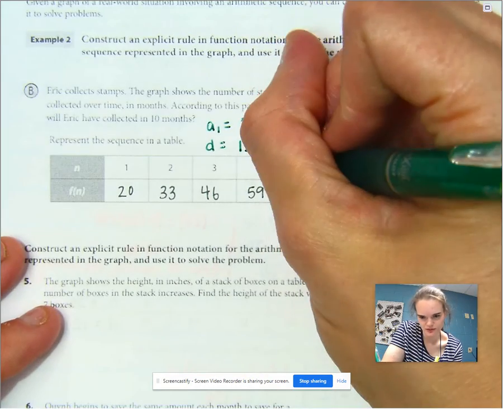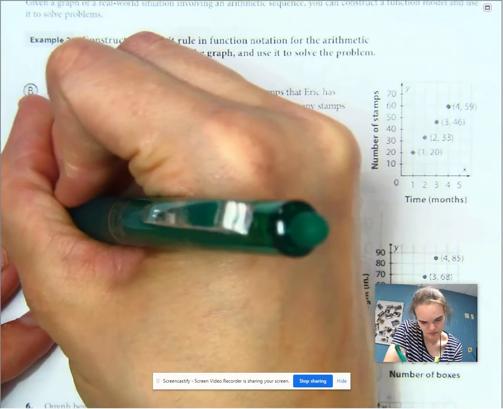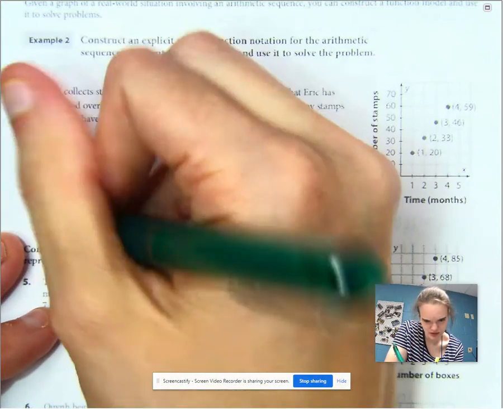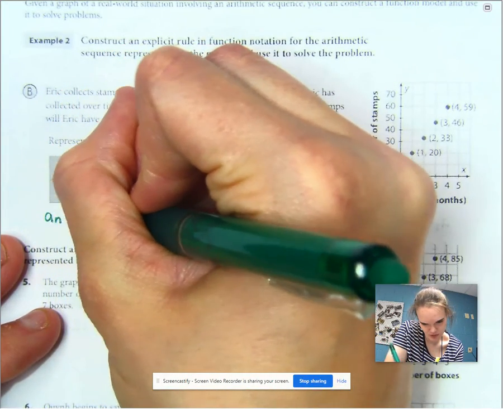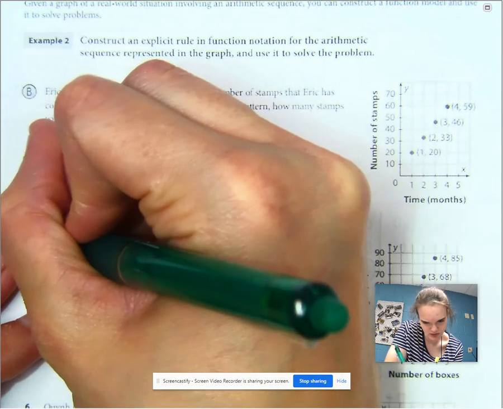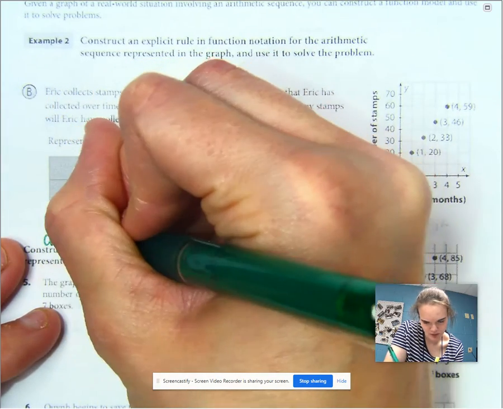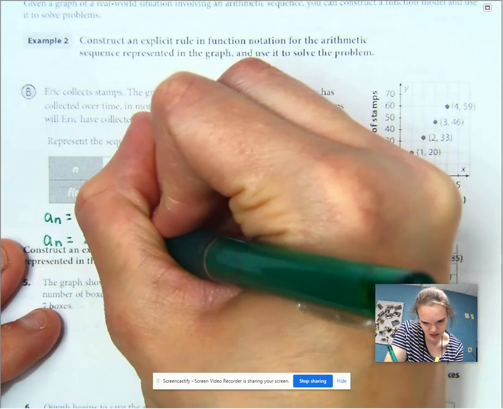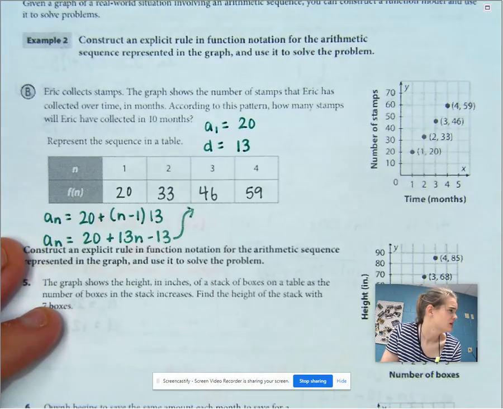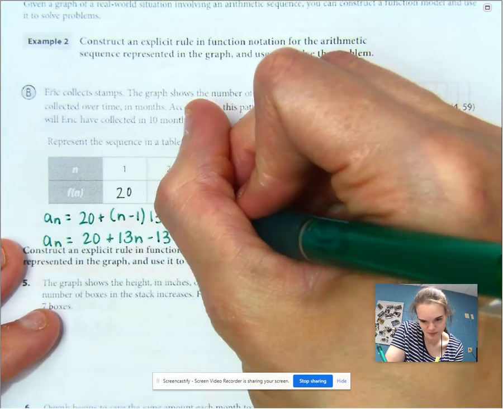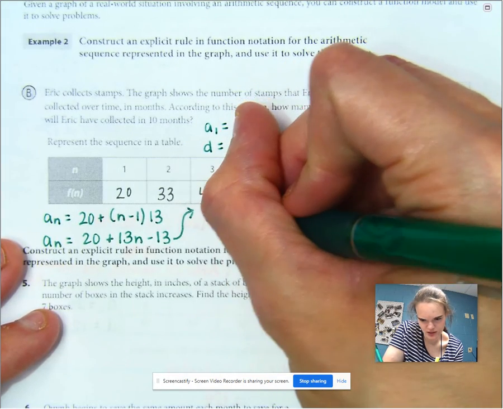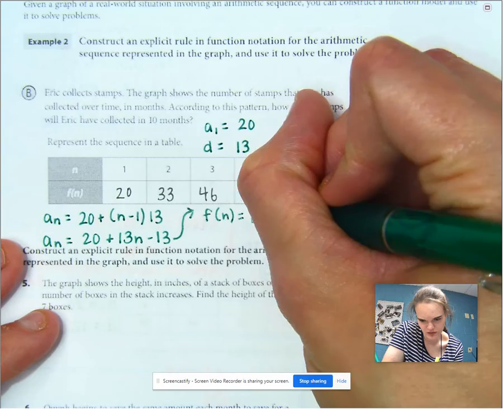Okay. A sub n equals first term, 20, plus n minus 1 times the difference. And distribute. A sub n equals 20 plus 13n minus 13. And I'm going to have to keep writing it right here. I've run out of room. Remember, I'm going to change it to f of n equals 13n plus 7. That's part of it.